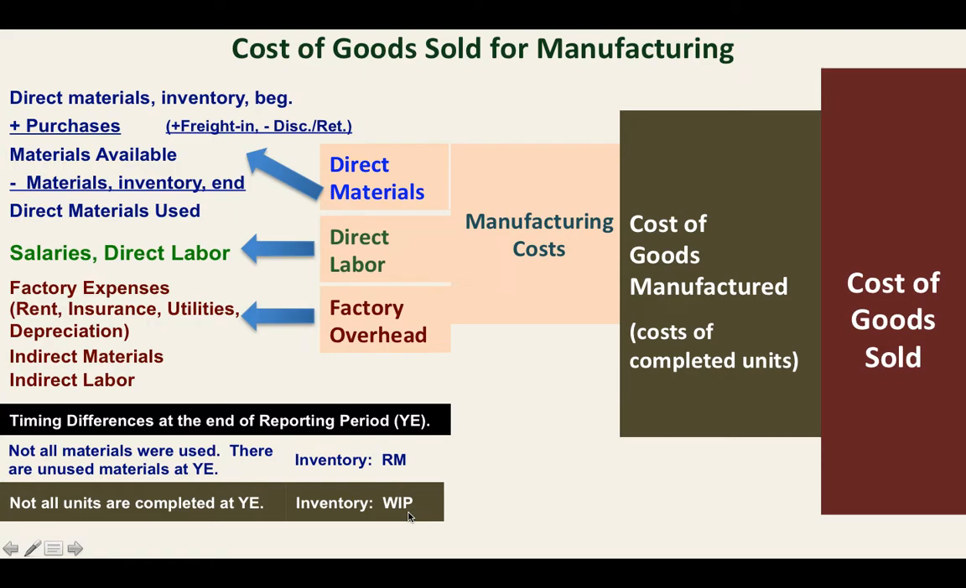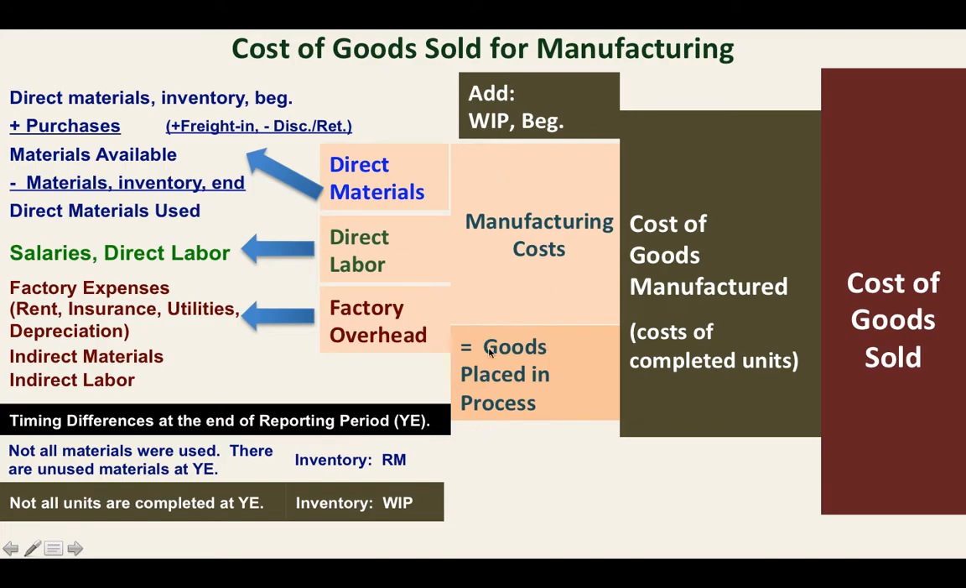So for work in process, you will have an inventory beginning, which are the units that were not completed from last year. So you have to add your work in process beginning inventory to your current manufacturing cost. The total of this will be your goods placed in process. These are the costs of goods that you are processing for the current year, which are the cost of the goods that were not completed from last year plus the current cost. And you have to deduct from here the work in process end, meaning those goods that you have not completed at the end of the year.